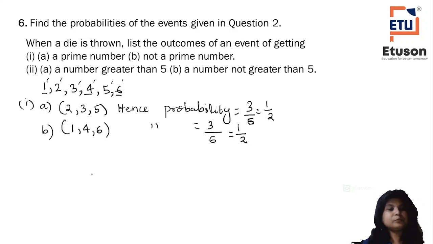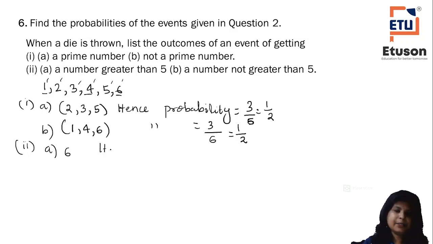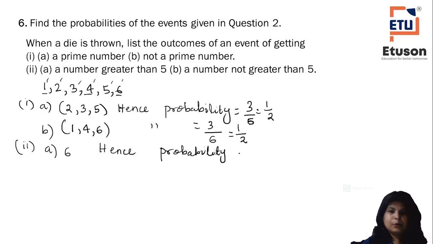Correct, children? Now, second bit, a number greater than 5. A number greater than 5. So how many numbers are greater than 5? It is 6. Hence, the probability will be equal to 1 divided by 6, because the number of occurrences is only once. That is, only once it happens. Okay. So 1 by 6.